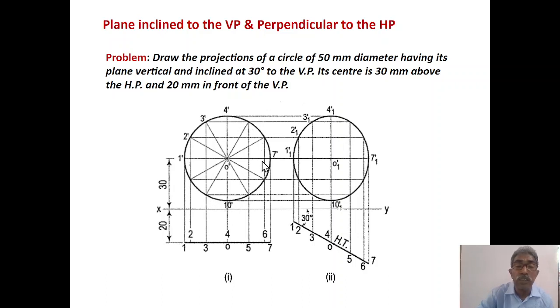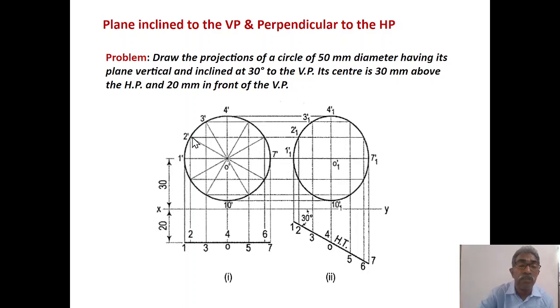To draw the projections of the figure in the second stage, what will I do? You take a number of points on the circumference of the circle. The better way is to take 12 points along the circumference of the circle. You will divide the circle into 12 parts. You can even take 8 points, that depends on you, but it is better to take 12 points along the circumference of the circle.